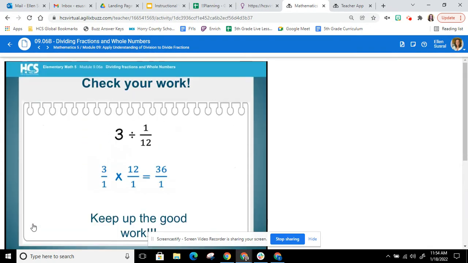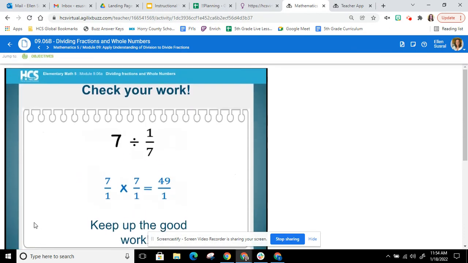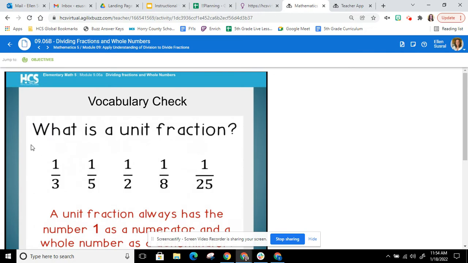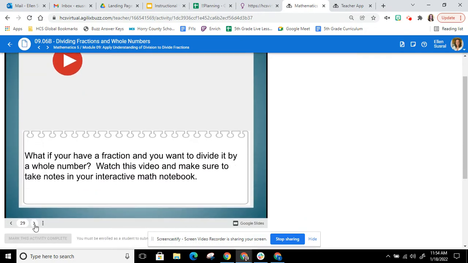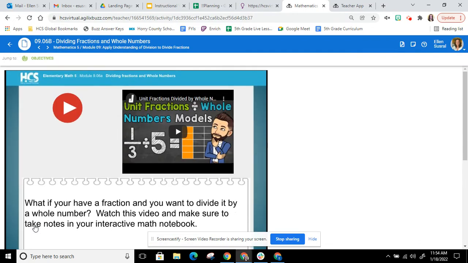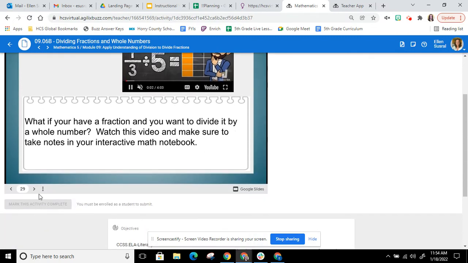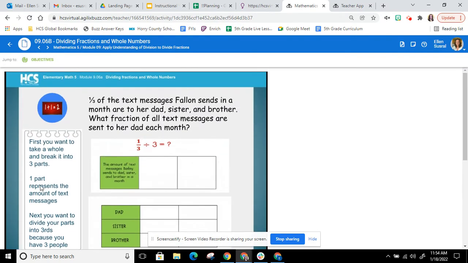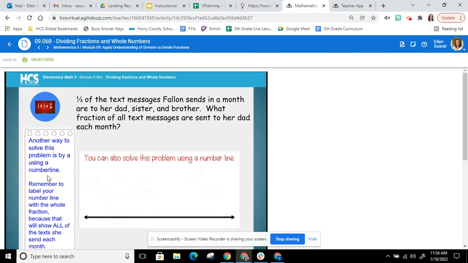and more practice. So it's a longer lesson, but it goes through step by step how to complete the standard with lots and lots of practice and lots of examples and videos. So again, this is a longer lesson, but please know that it's going to walk you through everything that you need to know for the assignment.